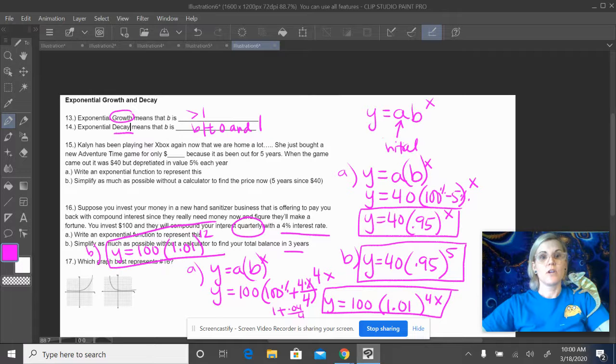Okay, and then the last one, which graph best represents number 16? So this one represents growth, and this one represents decay. A good way to see it is if it was a line, I can see it's positive. If this was a line, I could see that it's negative. So this is increasing as I go along, the value of y, or like my money. This one I can see that y is going down, so my function is decreasing.